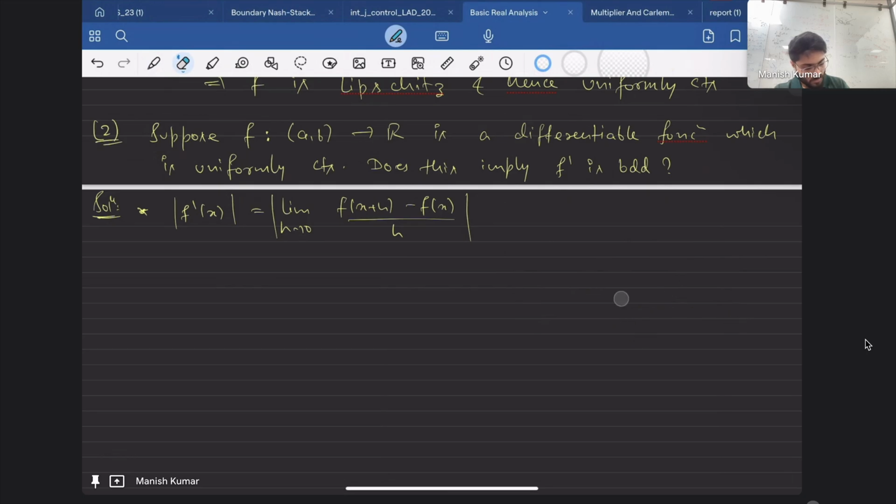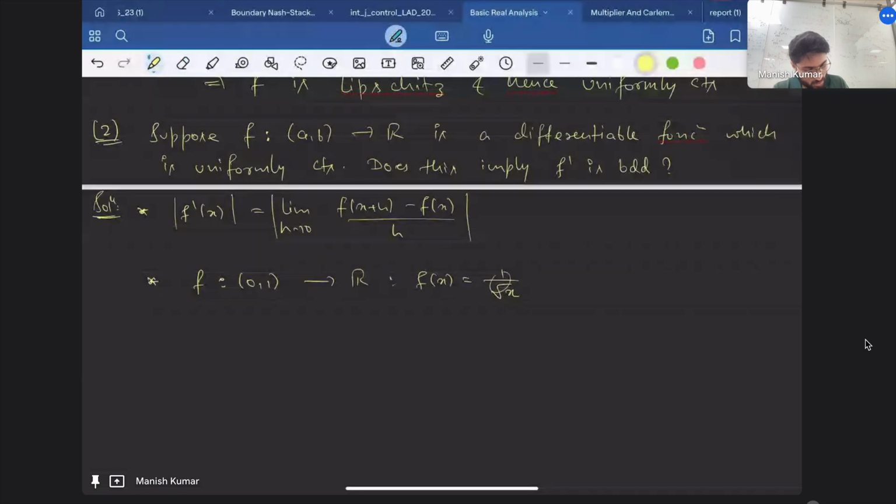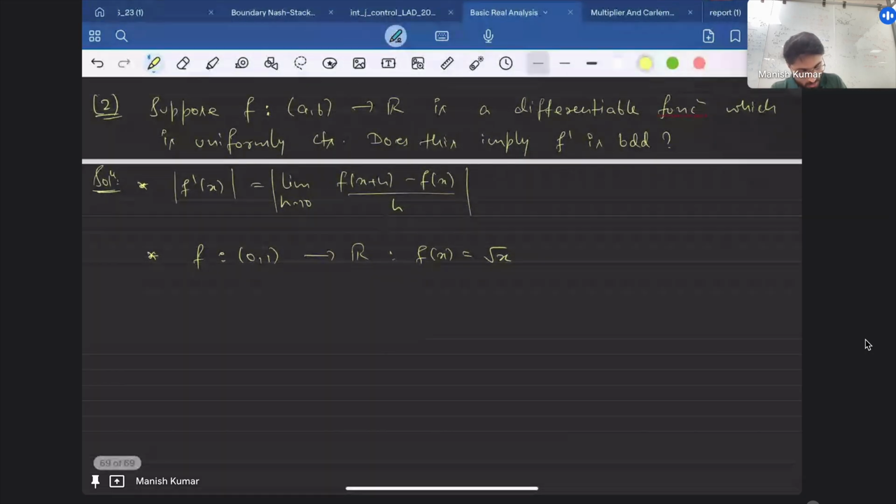Okay, so for uniform continuity we will have to look for some counter example, right? So you can look at this function. Let's define it from 0 1 to R. Now we want to find the counter example, so we want the derivative to be unbounded. So I'm choosing this kind of function, f of x equals x to the power minus 1 by 2. But here the function itself won't be uniformly continuous, I guess. So just take root x.